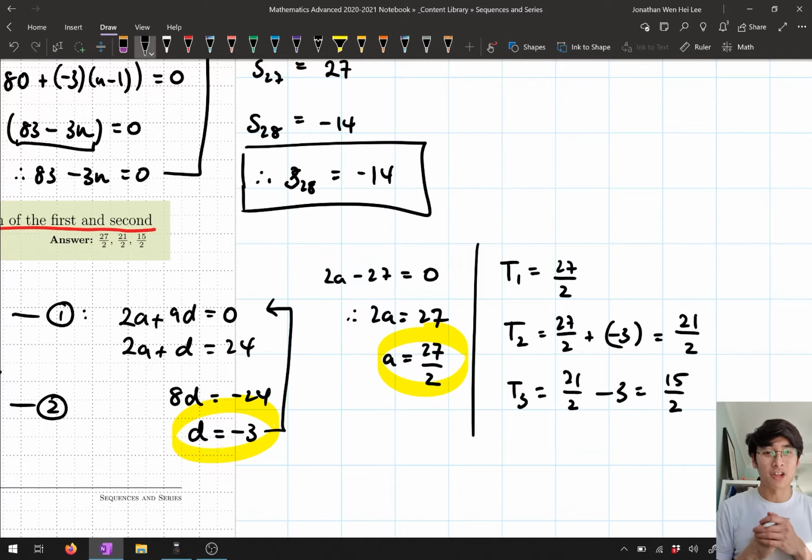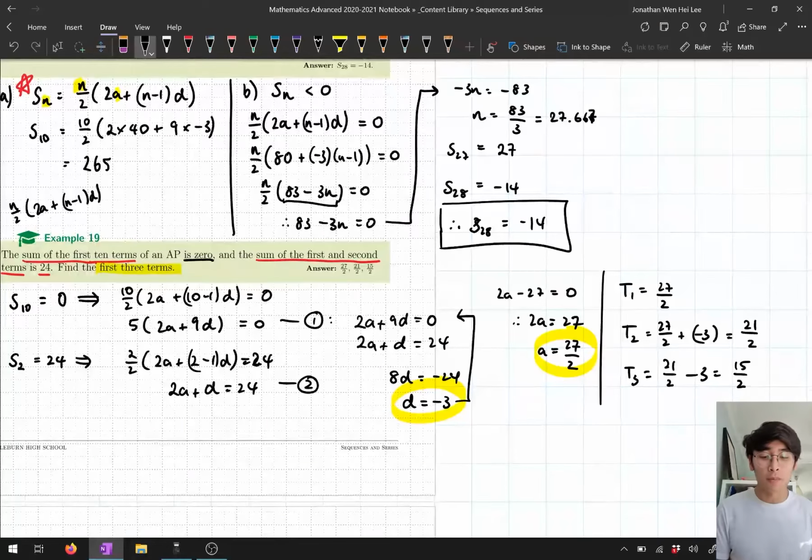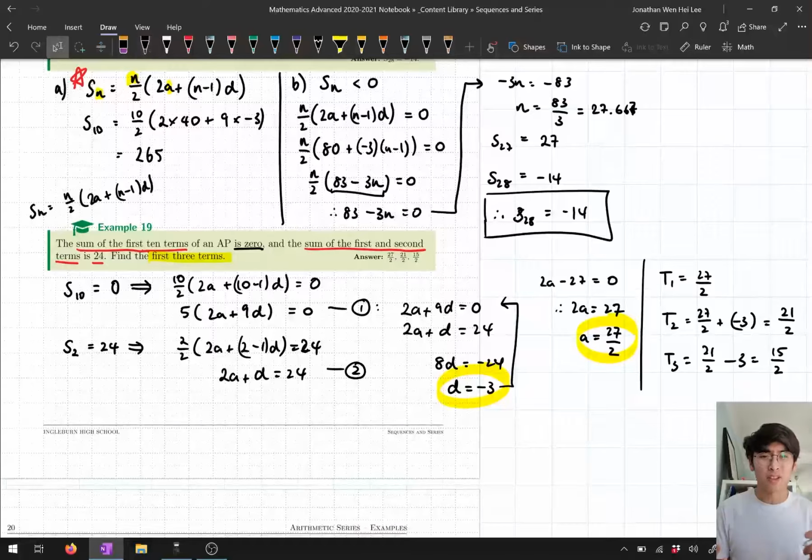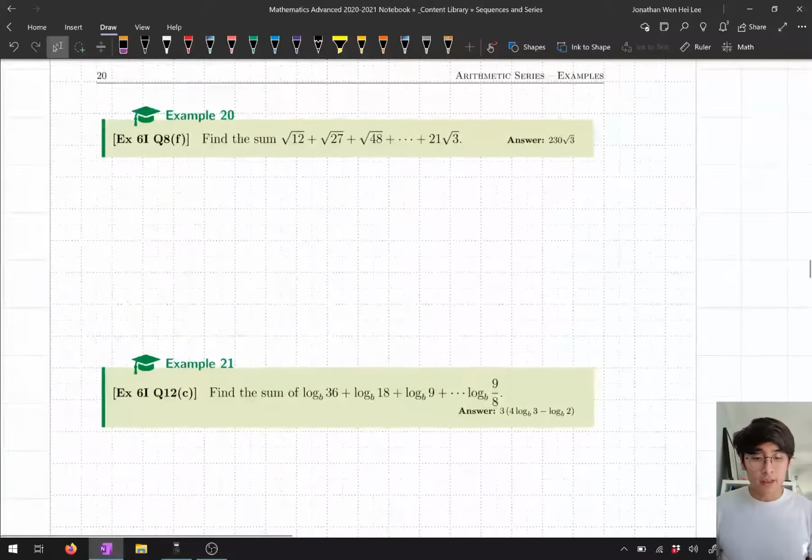And so here, that's how I can find the first three terms using this formula for the sum of our arithmetic progression. This one involved a bit more working out, so we can actually work backwards to help us find what the starting term and the common difference is and use that to help us find the first three terms. Okay, I've got a couple more examples here that I'm going to go through. Okay, so next example.